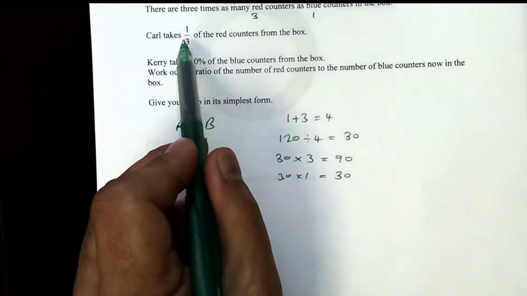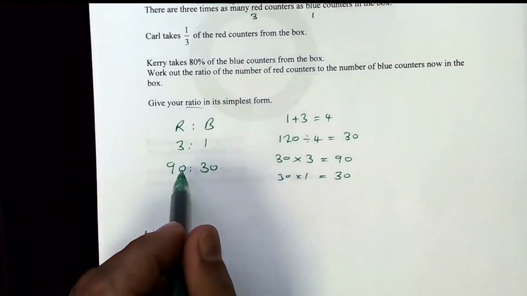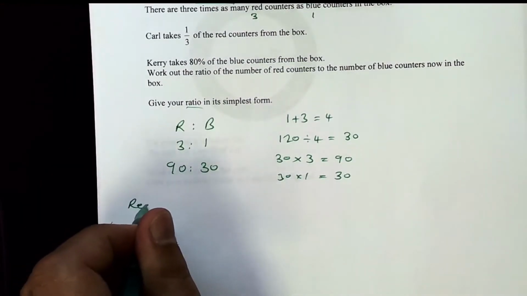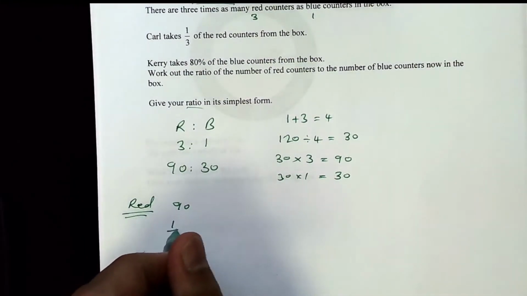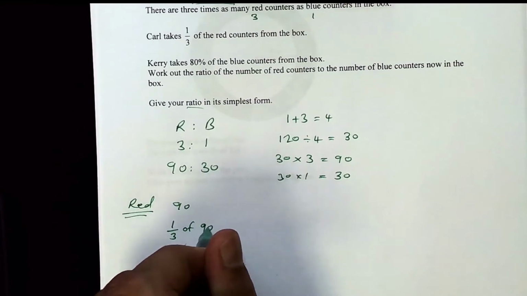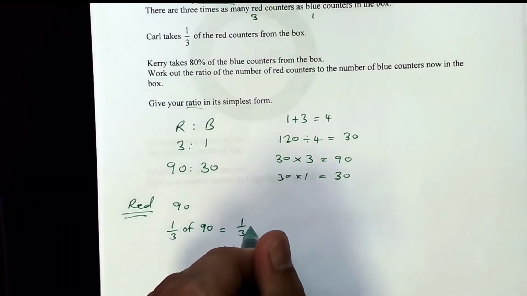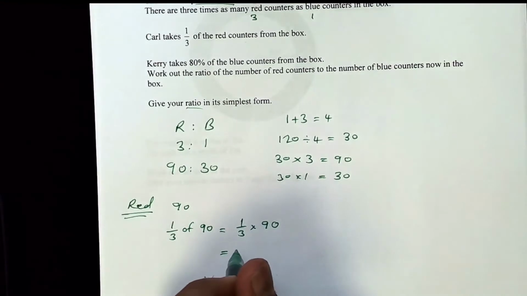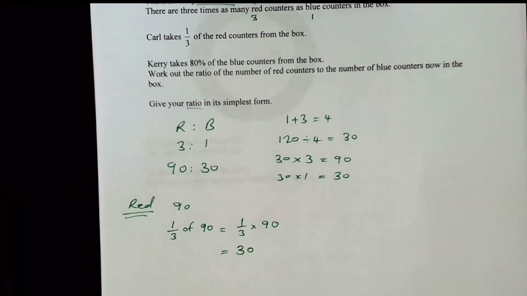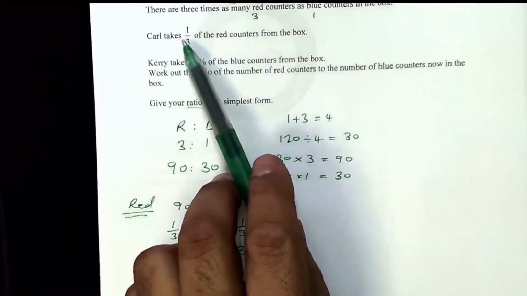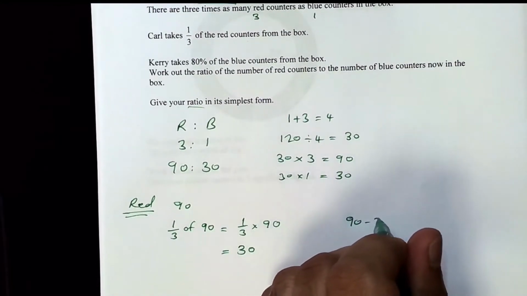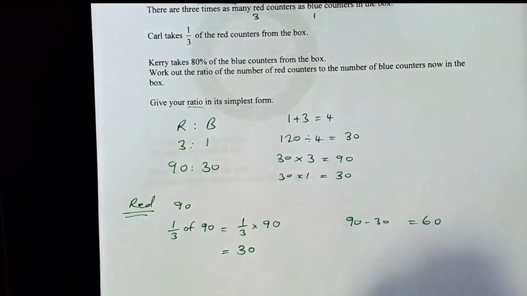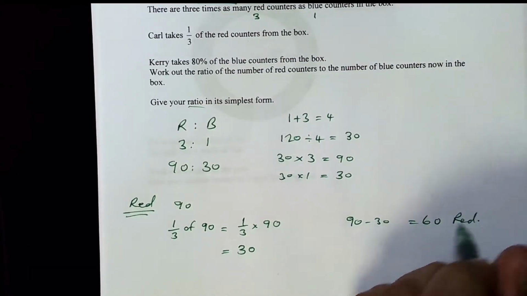the box. Carl takes out 1/3 of the red counters. So for the red counters, there's 90 counters in total. I want to work out 1/3 of 90, which is 1/3 times 90, which is equal to 30. So if Carl takes out 1/3, how many are left? Well, that will be 90 take away 30, which is equal to 60 red counters. So that's what remains.